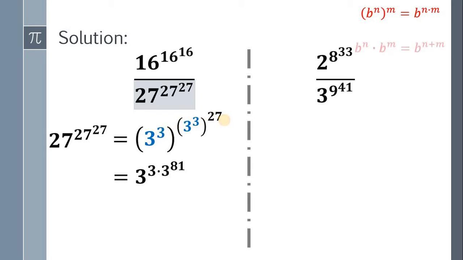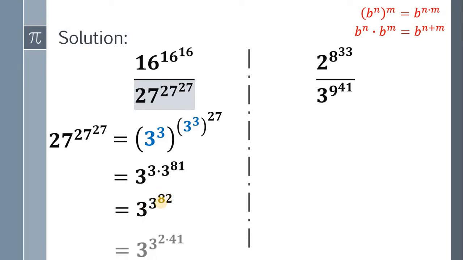Now, take note that if we have b raised to n multiplied by b raised to m, it is equal to b raised to n plus m. In our given, we have 3 raised to 1 multiplied by 3 raised to 81. So we have 3 raised to 82. Now, 82 can be written as 2 times 41.